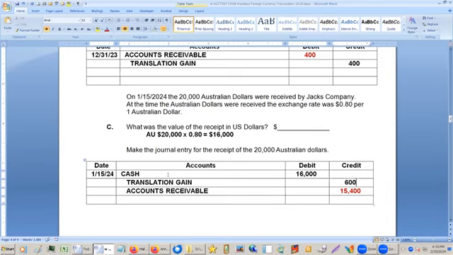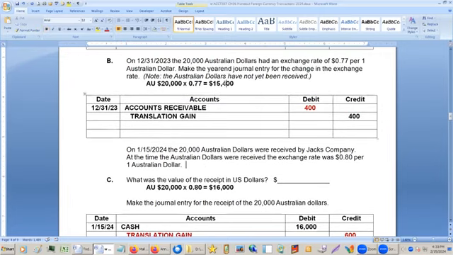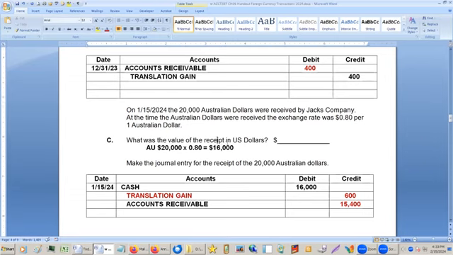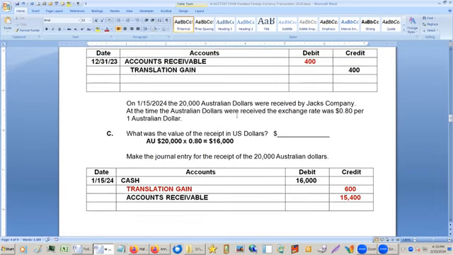And if you think about it, between the 31st and the 15th in 2024, we made that $600 gain. So even though the overall gain on this thing was 1,000, 400 of it was in 2023, which we'll recognize, and then the other 600 was in 2024. And that just lines up with when those changes in the translation actually occurred.